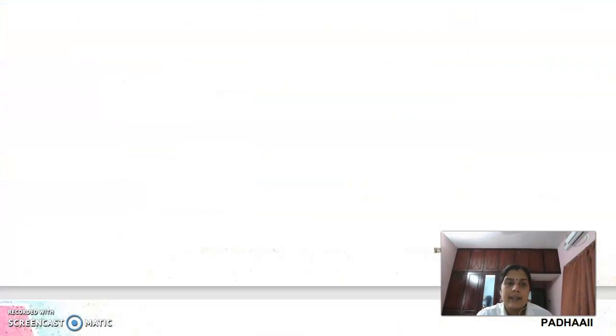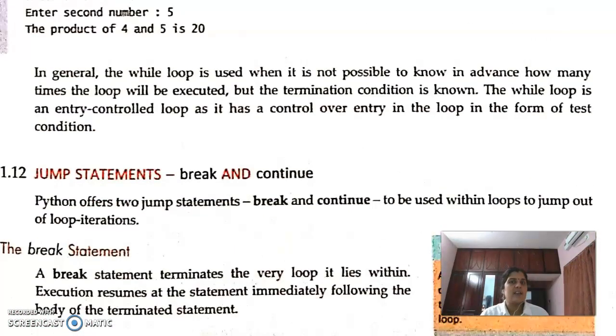The next topic is break and continue, which are known as jump statements. We can cover the jump statements in the next class. They are used in loops itself. These jump statements, break and continue, are used in iterative statements or looping.